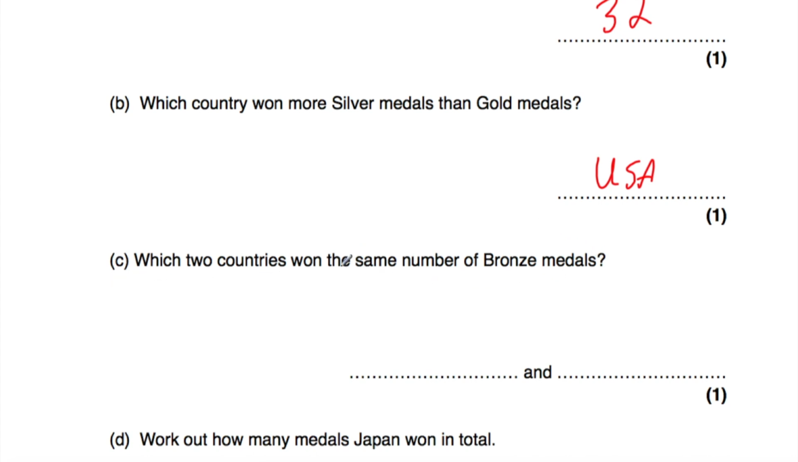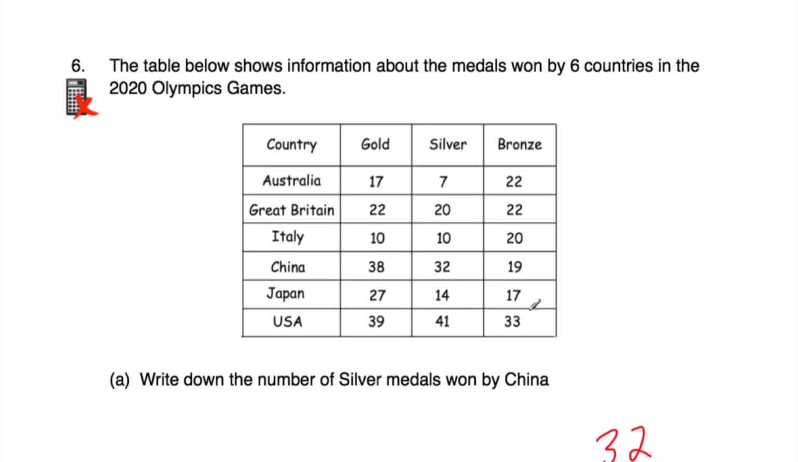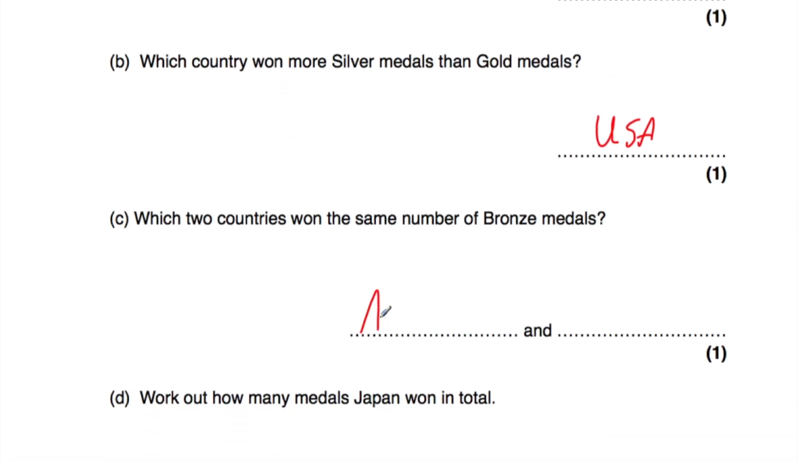So we're looking for the 2 countries that won the same number of bronze medals. So let's look at that column in our table and see where we can find the 2 numbers that are the same. And as you can see here, Australia and Great Britain and Northern Ireland both won 22 bronze medals. So there are 2 countries: Australia and Great Britain and Northern Ireland both won the same number of bronze medals.